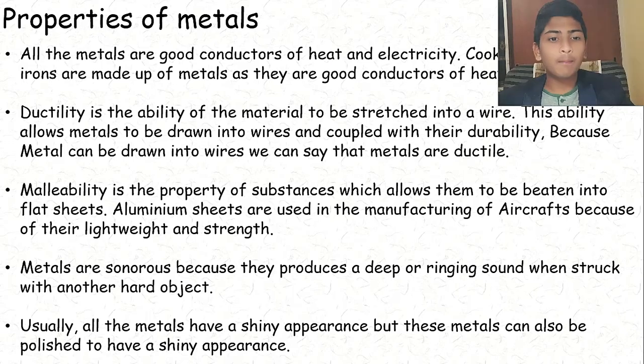Metals are sonorous because they produce a deep or ringing sound when they are struck with another hard object. It means metals make a lot of sound. If they are hit by anything, they give a lot of sound, ringing and vibrations. So this property is called sonorous.